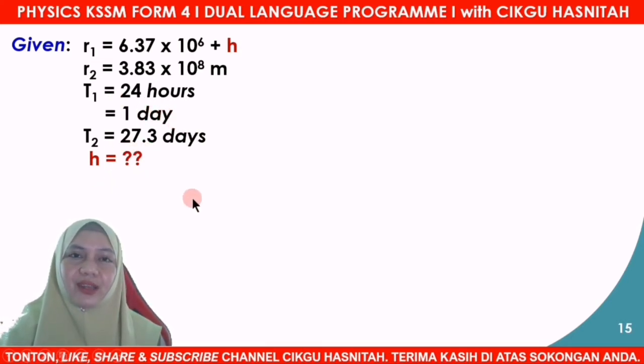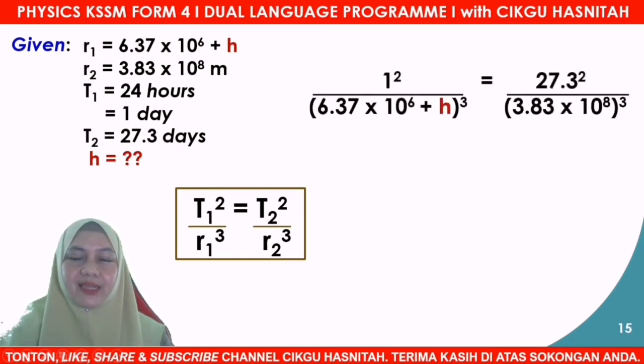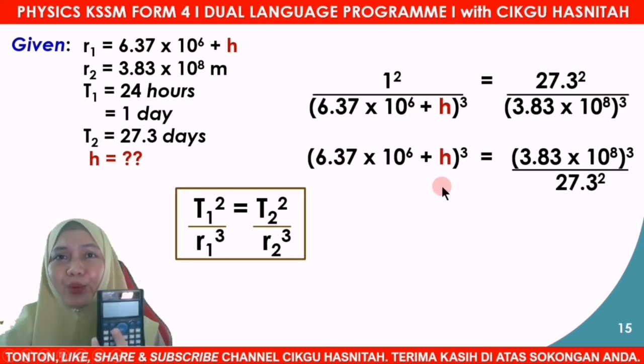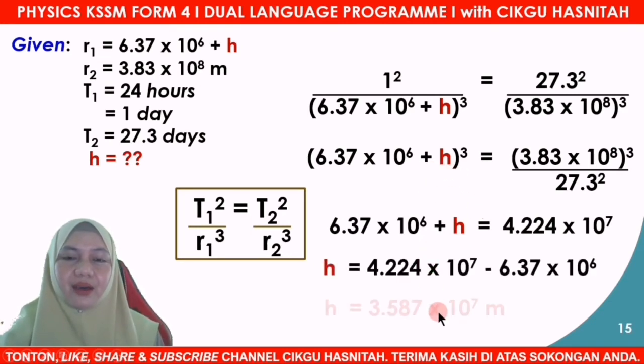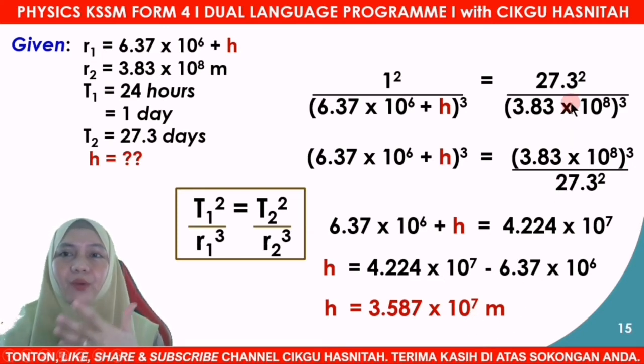So what is H? Okay, so this is again the formula we are applying in order to find the height of the satellite from the Earth surface. And we do the substitution. So T1, R1 refers to the satellite, T2, R2 refers to the moon. Yes, very good. So just do the substitution and again work well with your calculator. So later you will find the height of the satellite from the Earth's surface is 3.587 times 10 to the power of 7 meter. Okay, so I hope you are clear and understand all the steps I show you here.